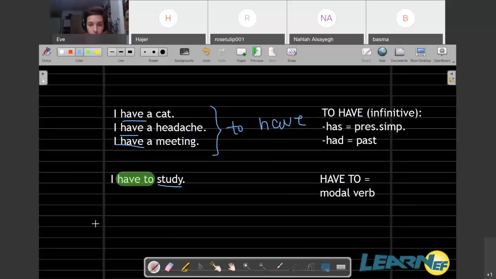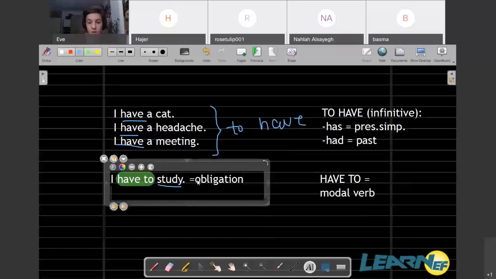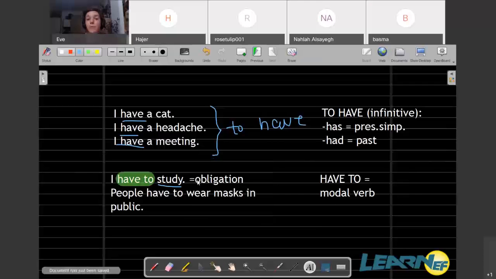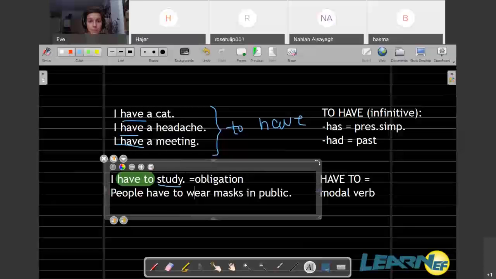In this case, it is obligation. You have to do it. It's mandatory. For example, people have to wear masks in public, right? You have to do it, otherwise you can get a fine of 1,000 riyals, right? So have to is a modal verb.